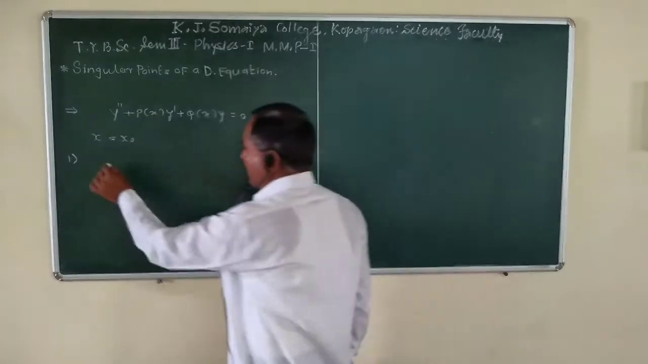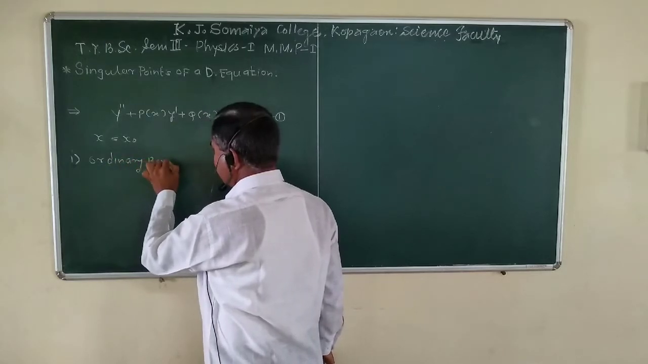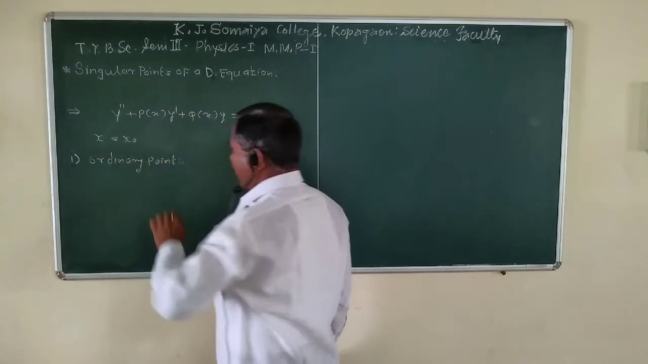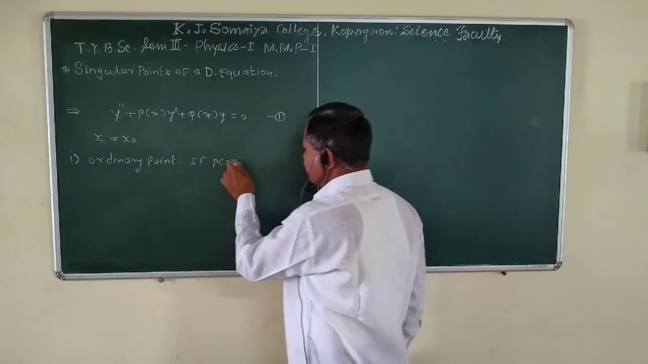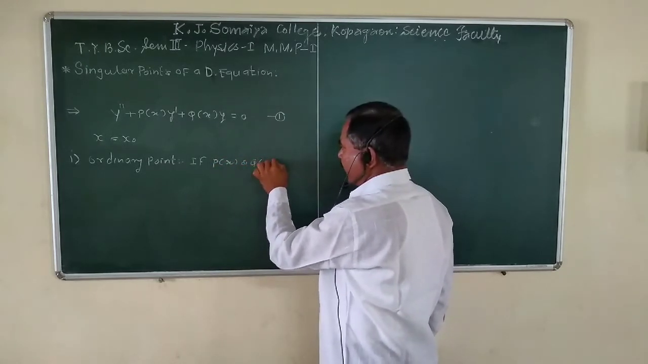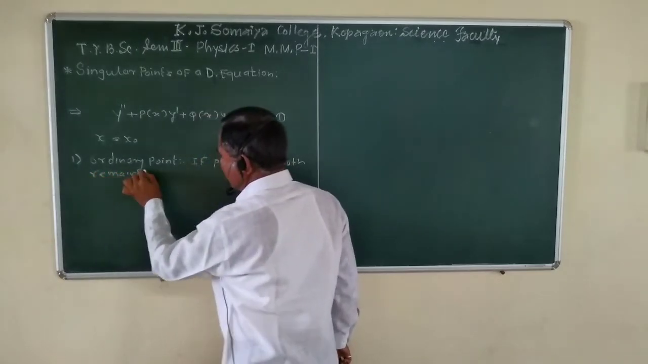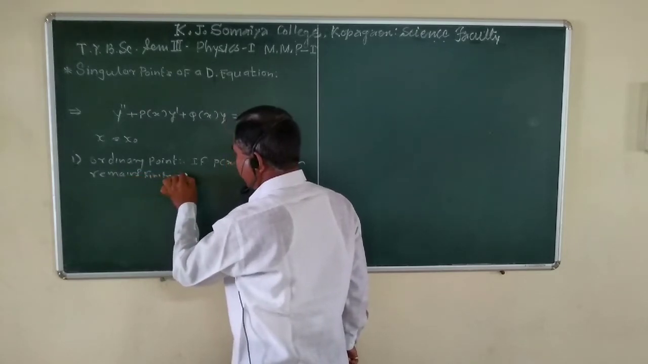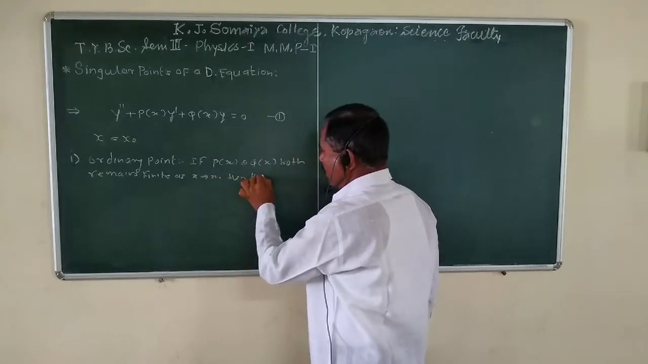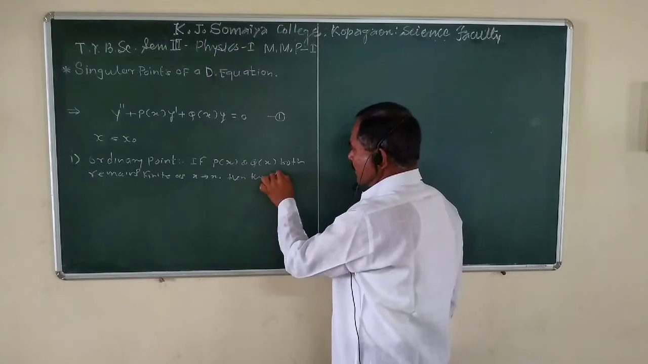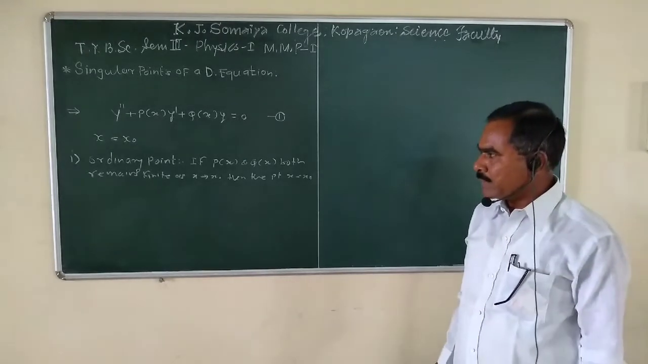First we take the ordinary point. For this we write, if p of x and q of x both remain finite as x tends to x naught, then the point x equal to x naught is an ordinary point of the given differential equation.